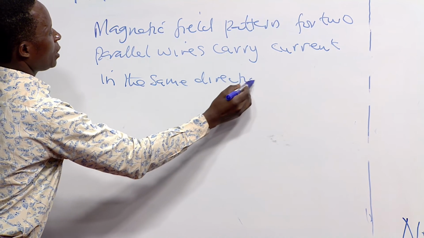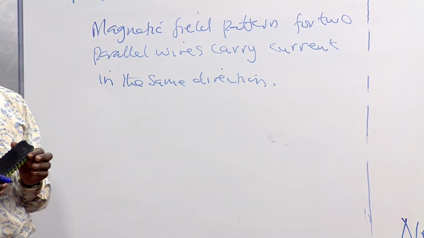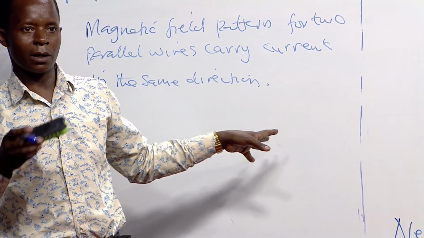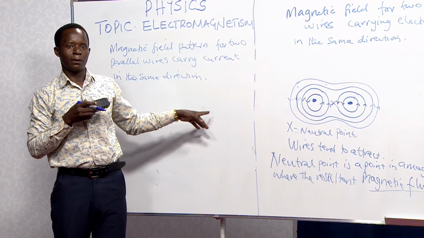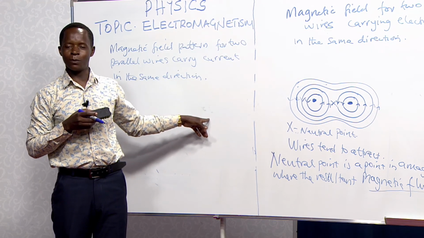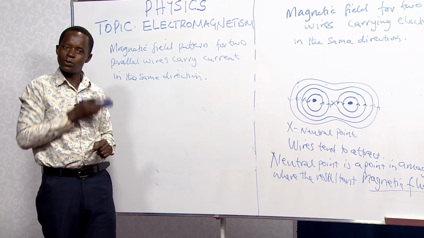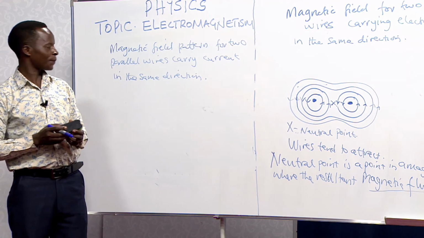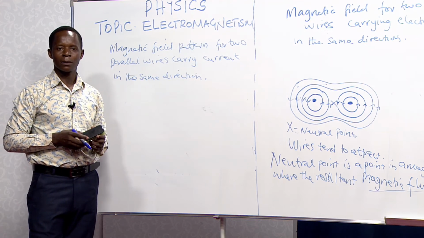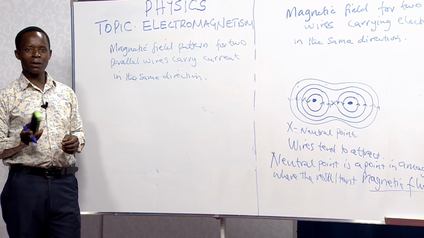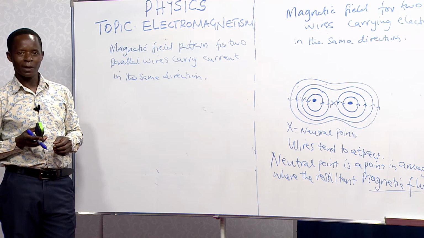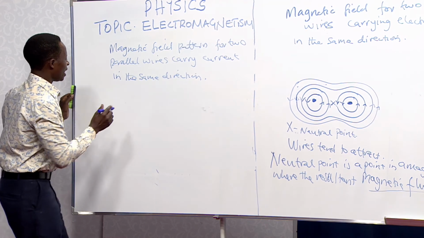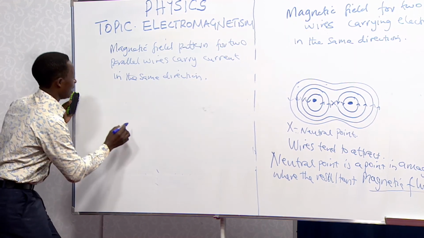But this time I want you to sketch for me the field when the current is into the blackboard. When the current is into the blackboard, this time here the current is coming out of the blackboard or out of the paper. Someone has already finished? Right. You can now check your answer against this one.